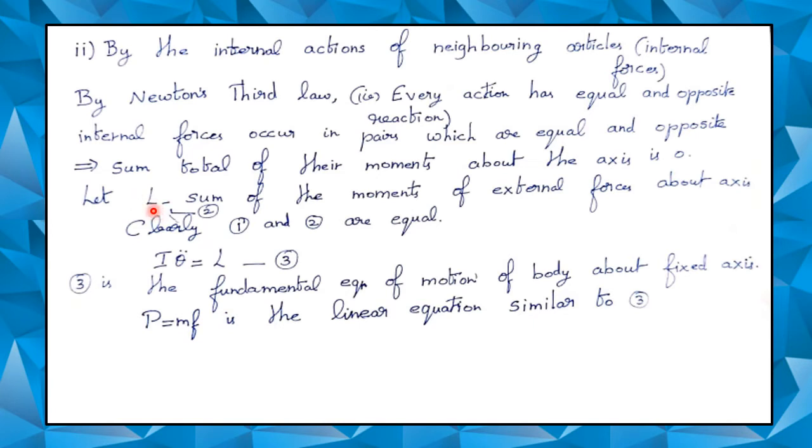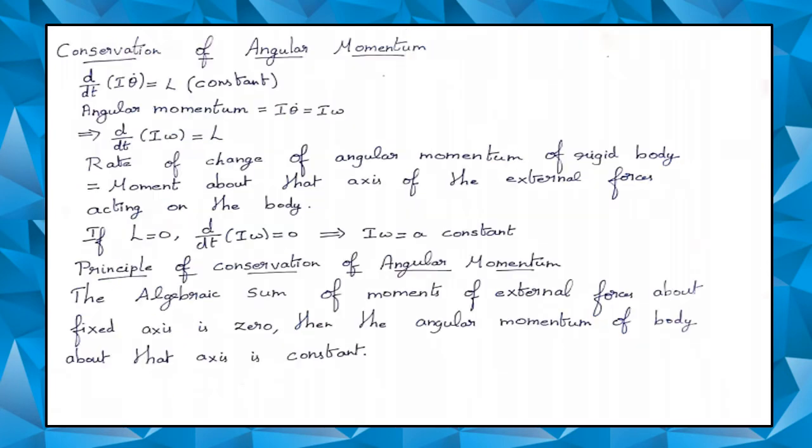So the internal forces contribute 0. Now we'll see about the external forces. Suppose L is the sum of moments of the external forces about the axis, then I theta double dot must be equal to L. And this we call the fundamental equation of motion of a body about a fixed axis. This equation is similar to the equation P is equal to m f.